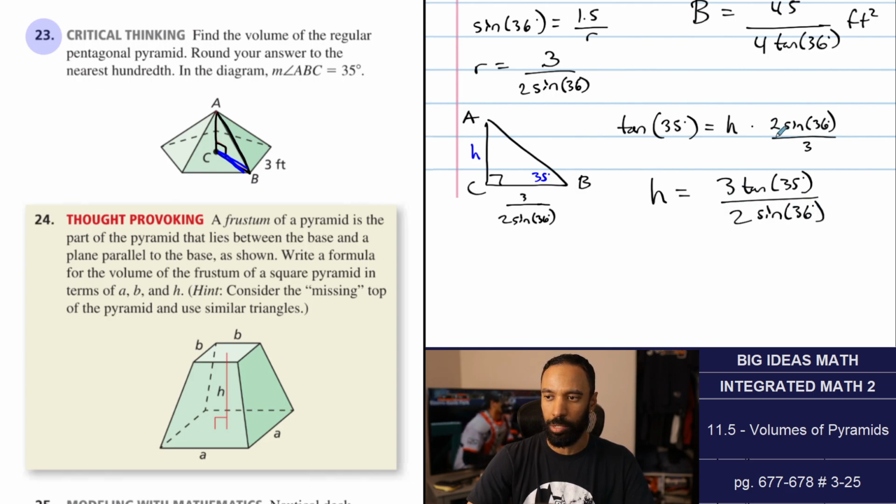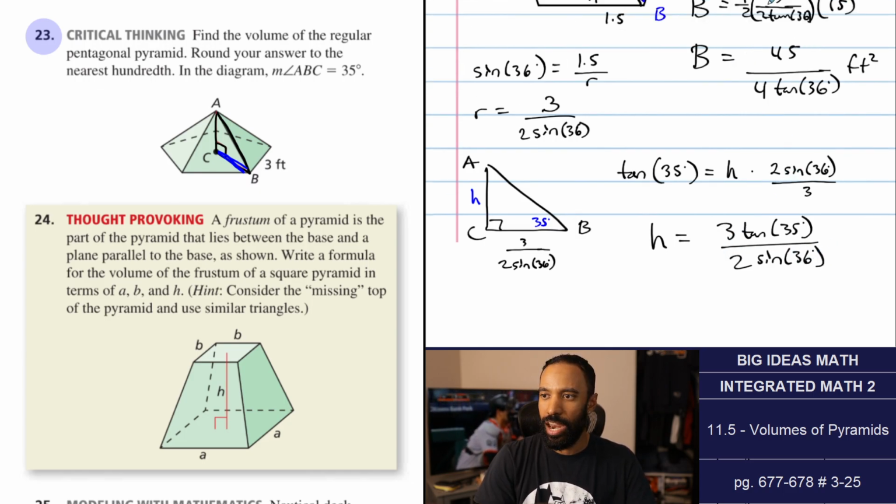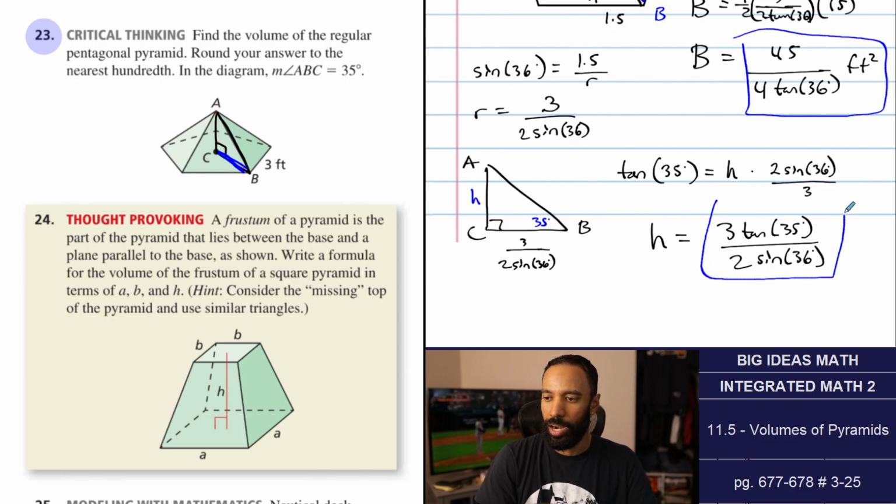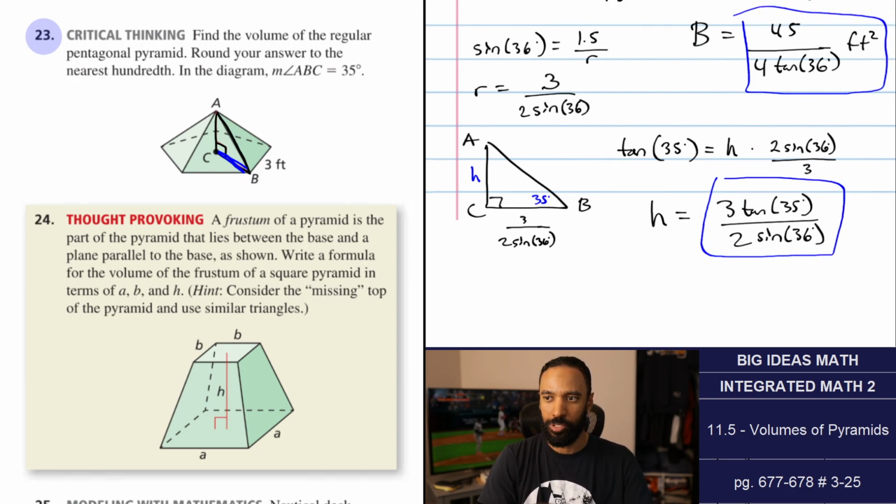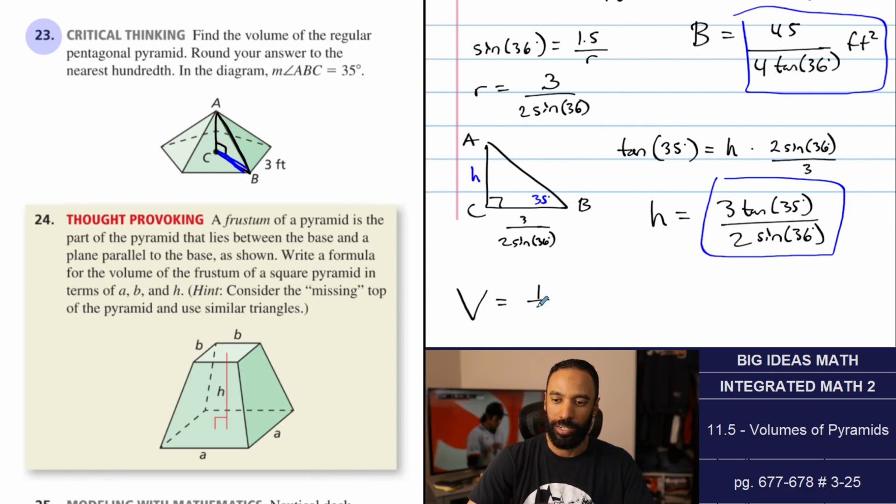So I think that's the complete bit. I have this area of base, I have this height. We've got to do 1/3 area of base times height. There's nothing here that can cancel, by the way. It's not that kind of thing, unless there was a sine of 36 on top and bottom. There's tangent of 36 and tangent of 35. It won't work like that. Volume is 1/3 area of base times height.